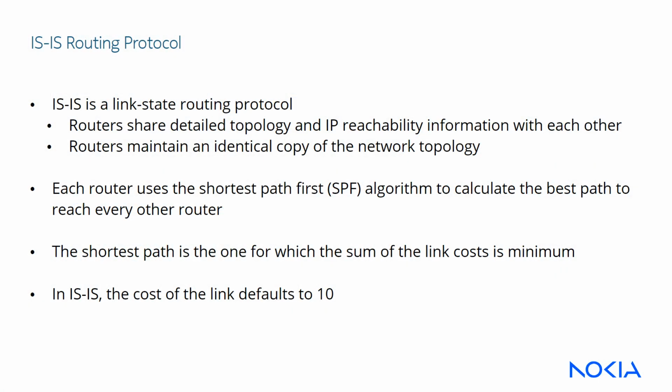ISIS is a link state routing protocol. Routers running ISIS exchange topology and IP reachability information with each other and maintain an identical copy of the network topology. Each router then uses the shortest path first, or SPF algorithm, to determine the best path to reach every other router, and consequently the subnets attached to them. The best path is defined as the one for which the sum of link costs is minimum. In ISIS, the default cost of a link, no matter its bandwidth, is 10. This default behavior can be modified by configuring a link cost value or specifying a reference bandwidth.